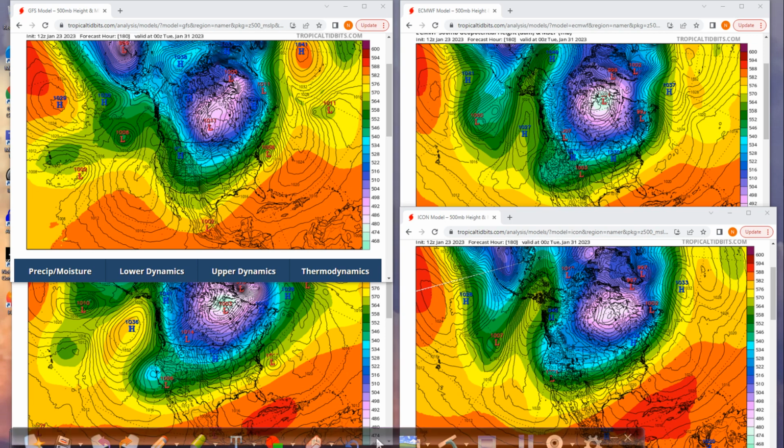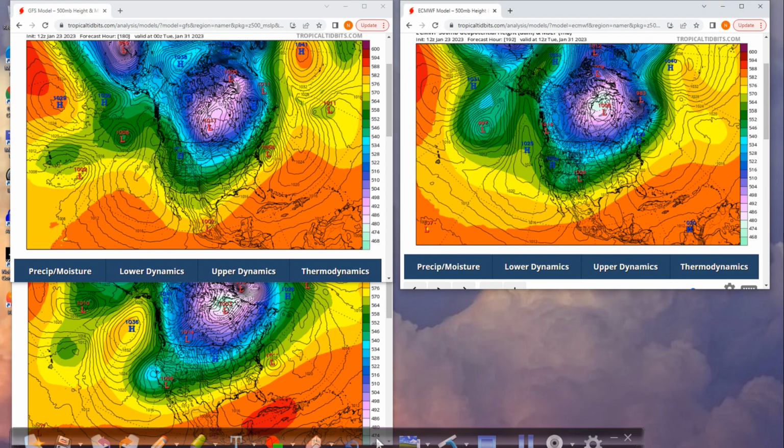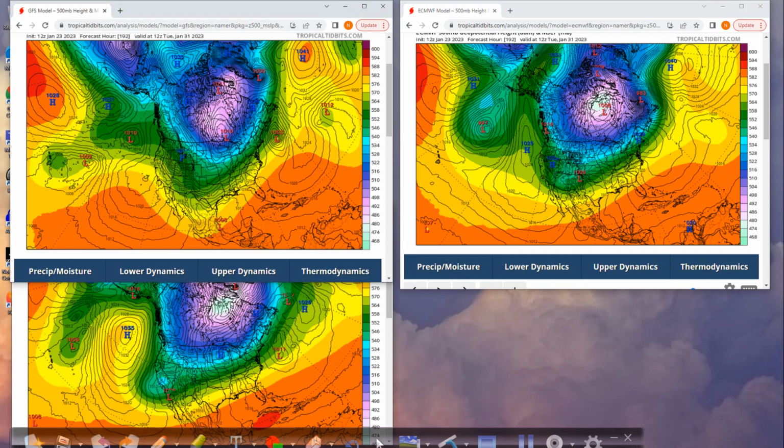Let's see. So beyond this, I'm going to go ahead and minimize this one in the lower right because that one doesn't go out any further. So beyond that, of course, now we're starting to get into sometimes what we call fantasy land because of those small errors in the short term affecting our weather in the long term.